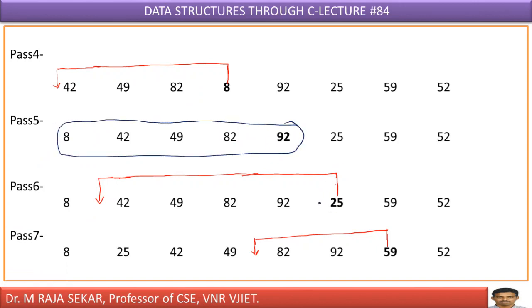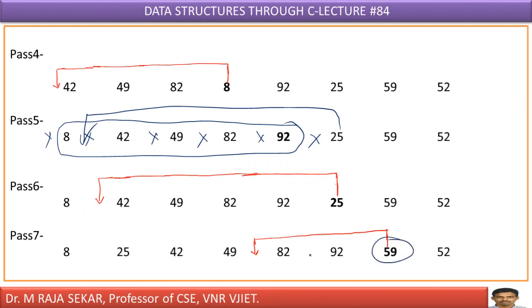Now what about 25? How many possibilities for 25? First place, second place, third place, fourth place, fifth place, sixth place, isn't this? There are 6 possibilities, isn't it? Therefore where can I keep 25? I can keep 25 in between 8 and 42. That 25 can be stored in between 8 and 42. That list becomes 8, 25, 42, 49, like this.